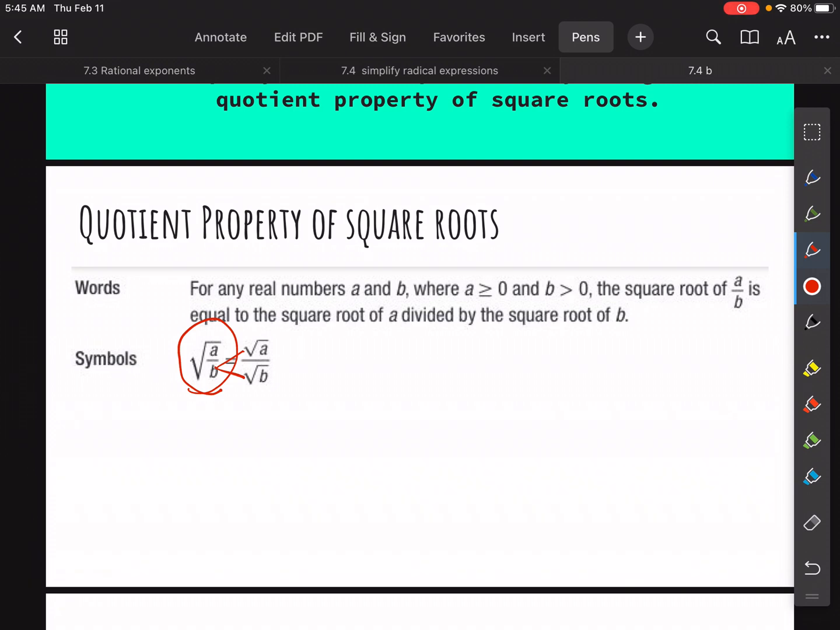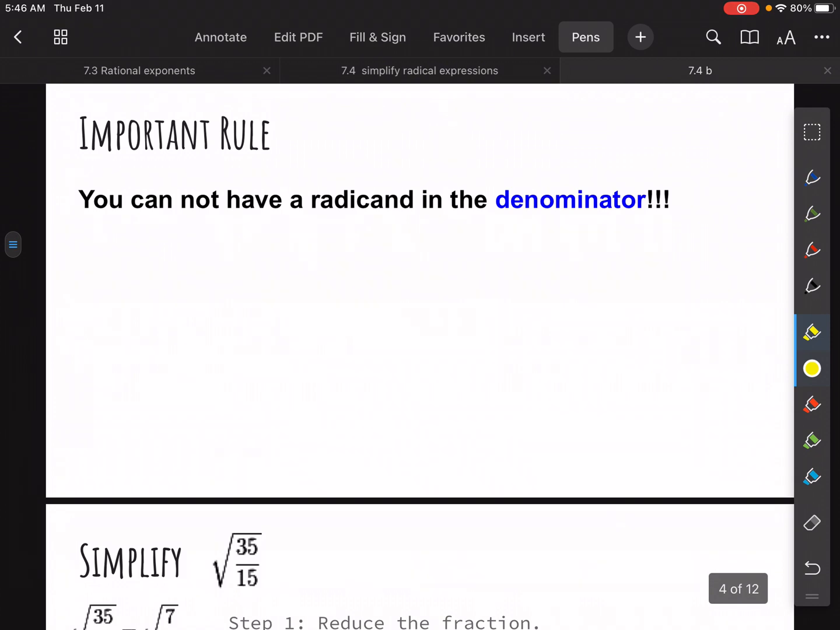But here's the catch. I don't know if you remember this from last time. Hopefully you watched the last lesson and this stuck with you, that if you have a square root in the denominator, we don't allow that. So today we're going to focus on how to get rid of the square root in the denominator but still make something equivalent to the original, since we're simplifying. The important rule to remember is you cannot have a radicand in the denominator. There are no radical signs in the denominator.